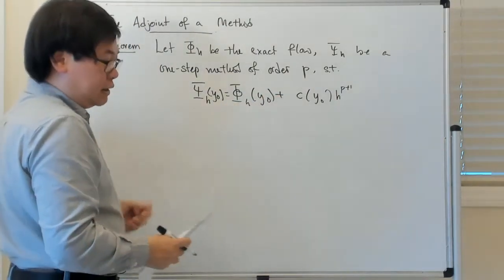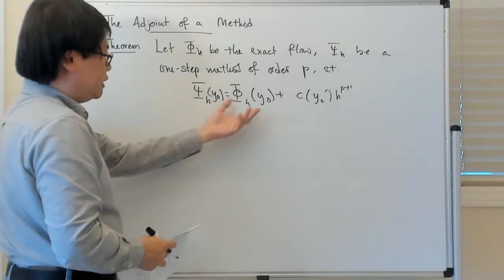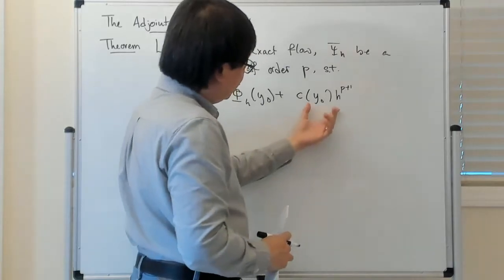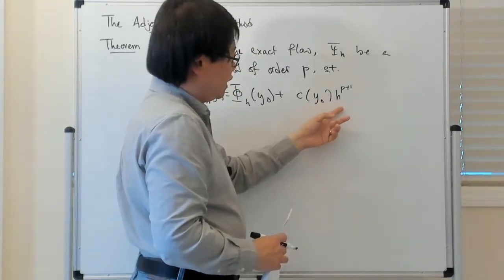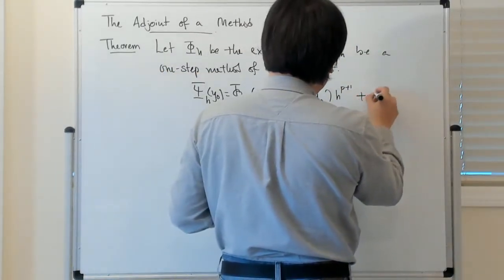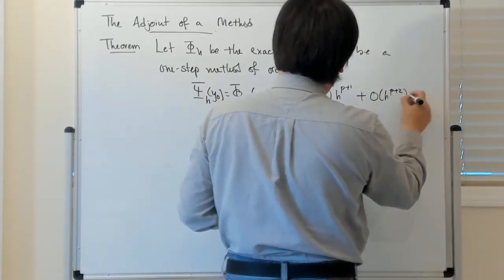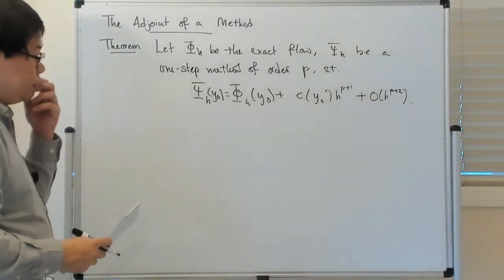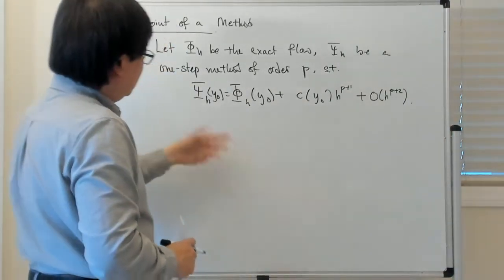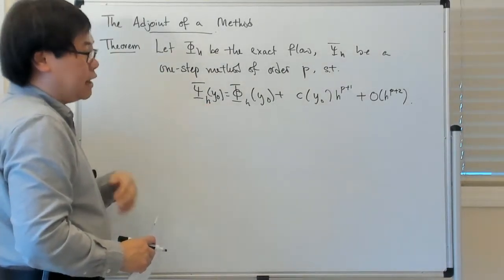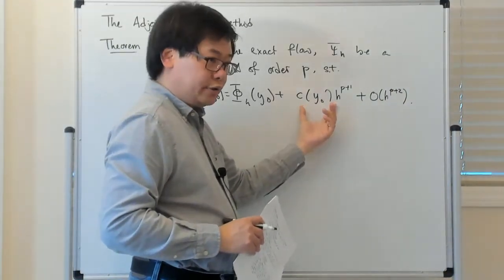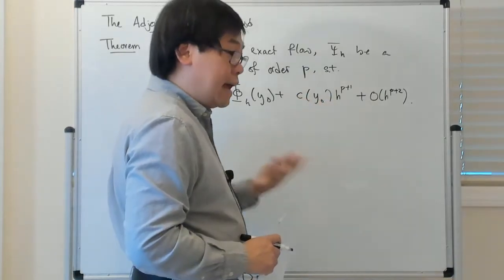The difference between the two flow maps, the exact flow map and the numerical one-step method, is the truncation error or the local error, which has the form big O of h to the p plus 1 for an order p method, plus higher order terms, big O of h to the p plus 2. So the claim is that if you know the truncation error or the local error of a particular one-step method, then you can use that information to say something about the truncation error or local error of the adjoint of that method.